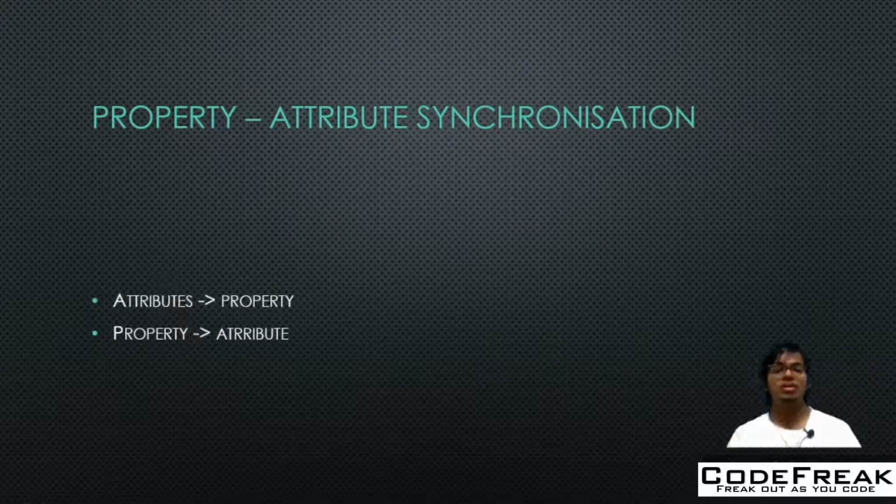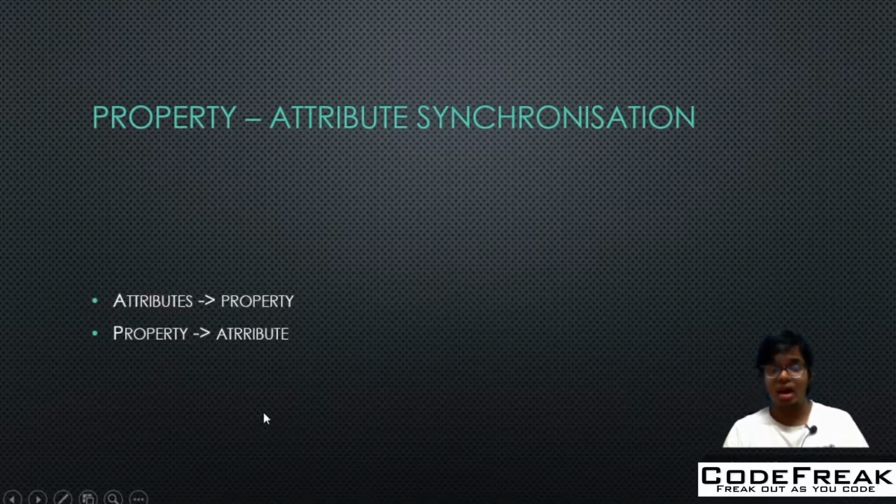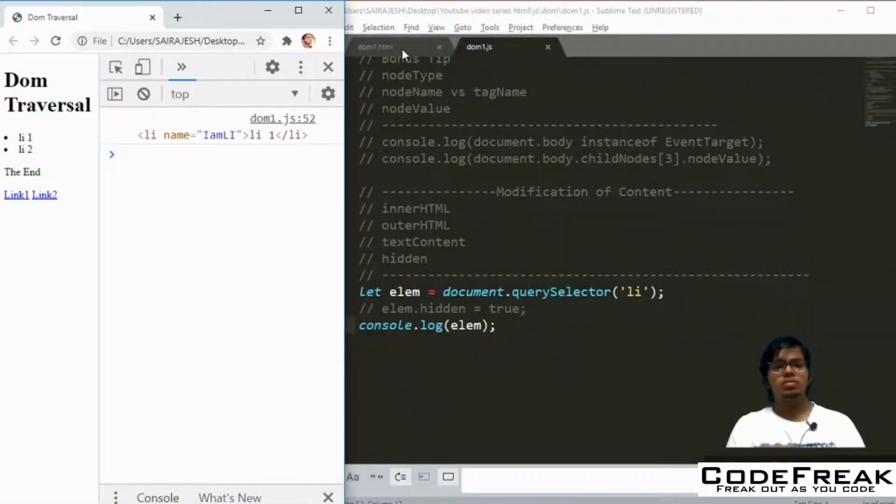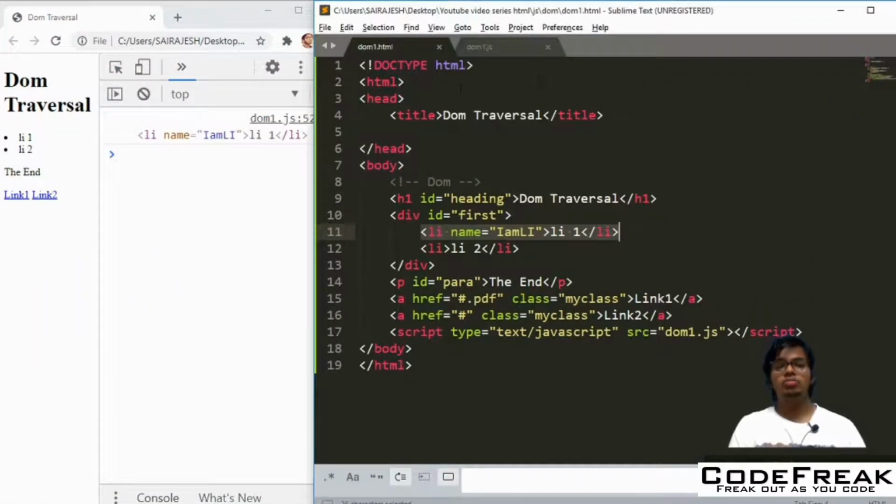So now let us look at the property attribute synchronization. Sometimes when you modify the attribute, the corresponding property also changes, and the same happens when you modify the property, the attribute also changes. But in some cases it doesn't happen. So let's look at those cases and go into depth about it. Here I have a document which is dom1.html, connected to our JavaScript file which is dom1.js. Then I have an h1 tag and a div with two li's inside it, a paragraph and two a tags. Now let's meddle with this.